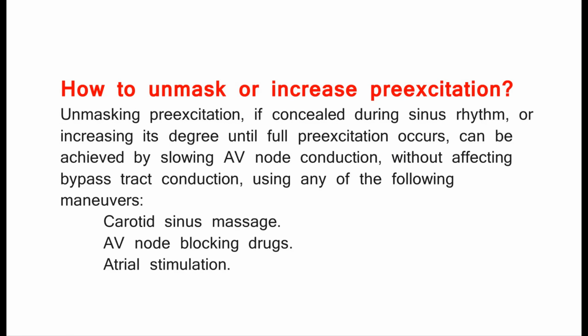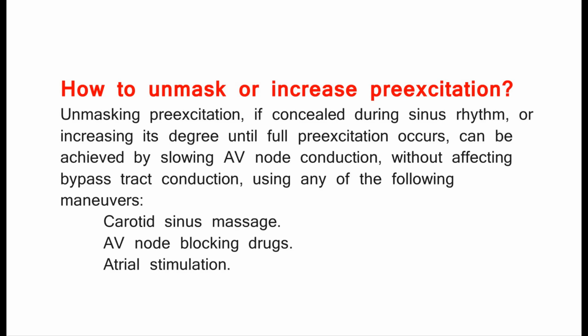How to unmask or increase pre-excitation. Unmasking pre-excitation, if concealed during sinus rhythm, or increasing its degree until full pre-excitation occurs, can be achieved by slowing AV node conduction, without affecting bypass tract conduction, using any of the following maneuvers. Carotid sinus massage. AV node blocking drugs.